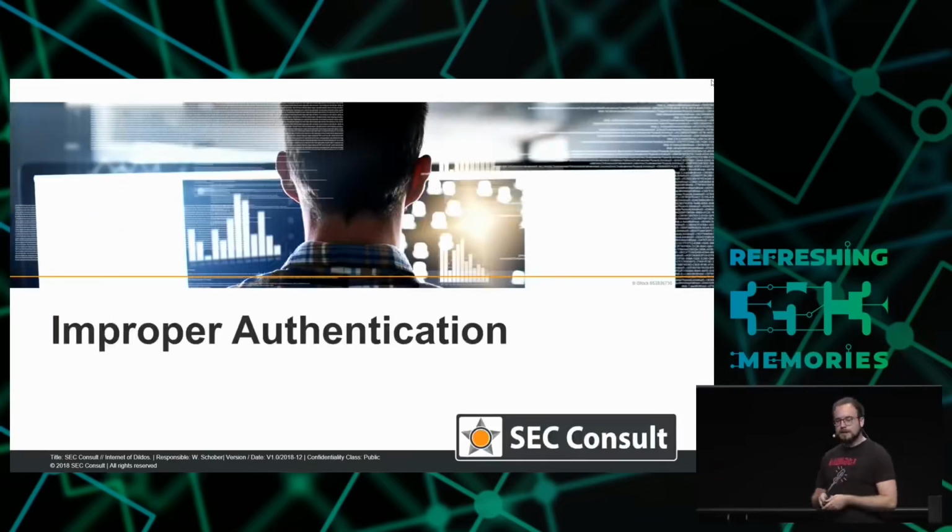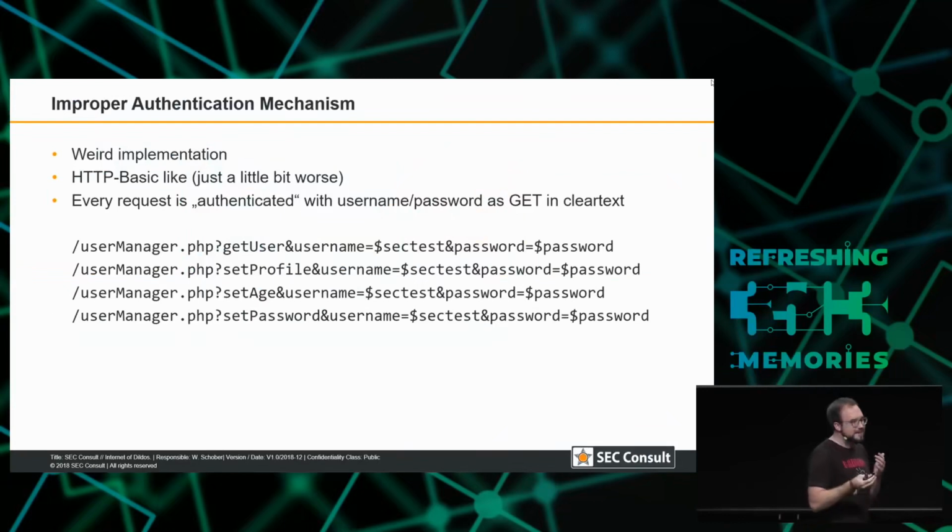Okay, so the next vulnerability, I called it improper authentication. To be honest, it was just a weird authentication. At SEC Consult, I saw already a lot of different ways of implementing authentication. Some are good, some are bad, but it can be fixed. But in this case, it was just weird. I've never seen something like that. It's basically like HTTP basic authentication, but a little bit worse.